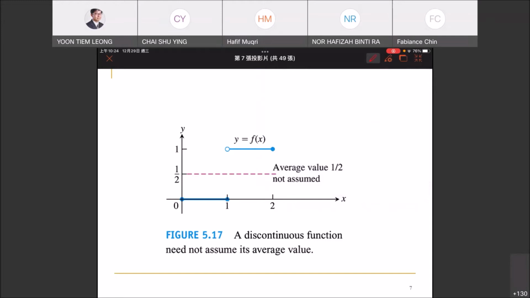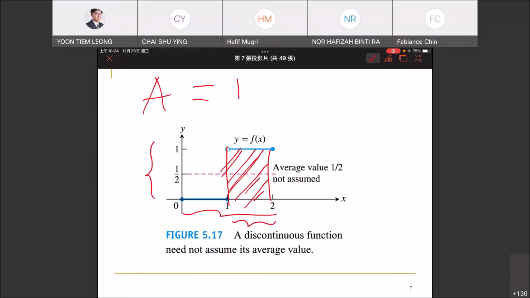So you look at this function which is not defined, and you ask yourself what is the area of the function from 0 to 2. And obviously if you want to evaluate the area, it should be just equal to the width, which is 1, times the height, which is 1. So the area is equal to 1, right? So by looking at the geometry, the area for this discontinuous function from 0 to 2 is 1.